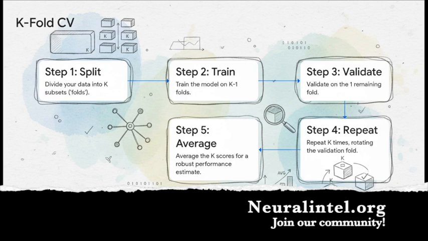Instead of one simple train test split, you split the data into, say, 5 chunks or folds. You train on 4 and test on 1. Then you rotate and do it again and again, 5 times. By averaging those 5 scores, you get a much more honest look at how your model will actually perform in the wild. And pro tip, use stratified K-fold. It makes sure each fold has the same mix of classes, which is absolutely vital for imbalanced data sets.